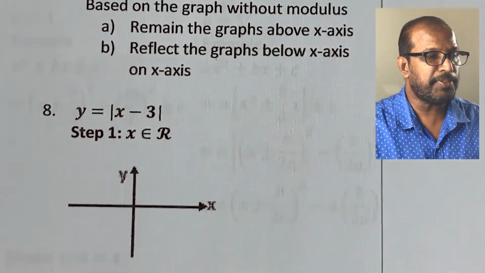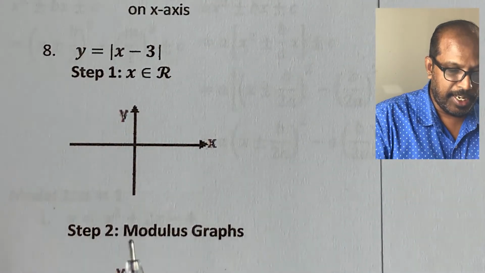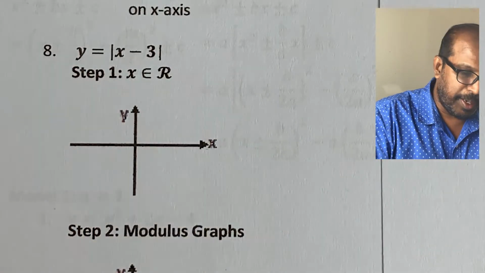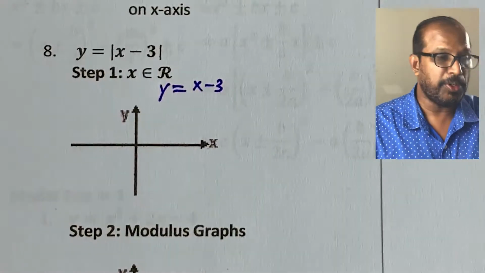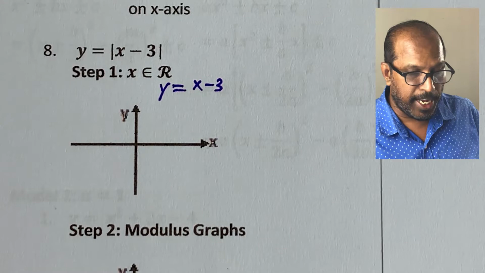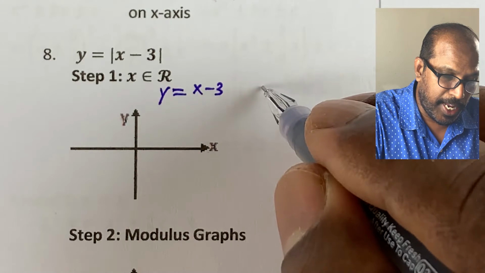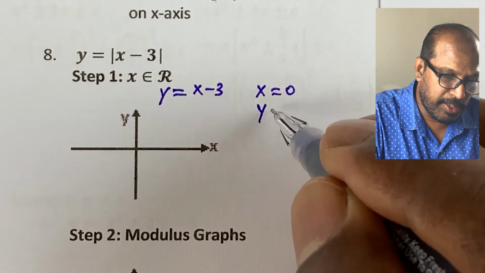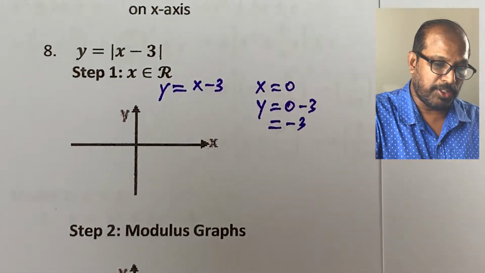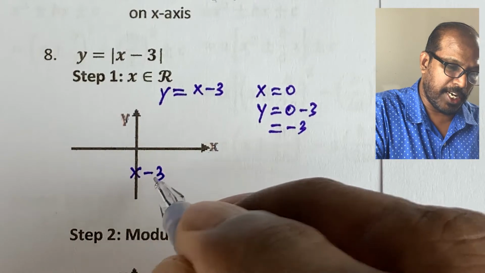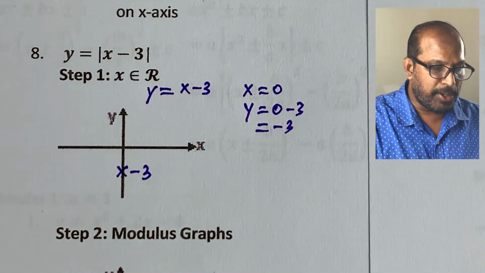The first question asks you to draw y equals x minus 3, and step 1 is we have to draw this one but without the modulus. That means I'm going to sketch y equals x minus 3 without the modulus. To sketch it, I need two coordinates for the straight line. The first coordinate is when x equals 0. So y is equivalent to 0 minus 3, that equals negative 3. That means when x is 0, y equals negative 3, so I put the coordinate negative 3 here.